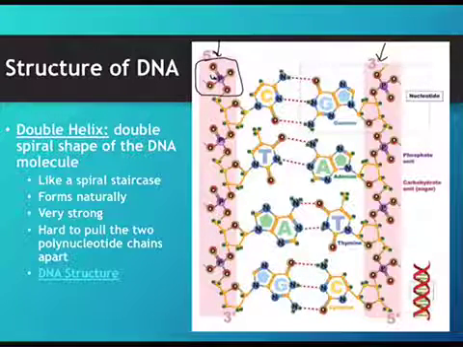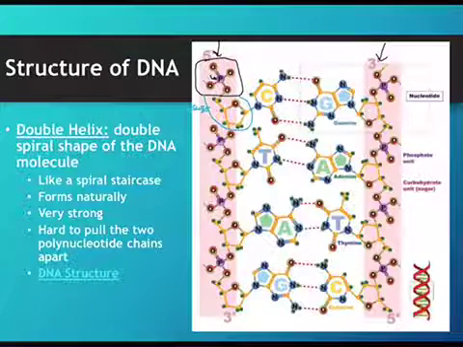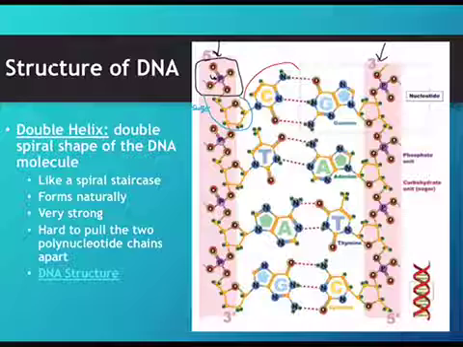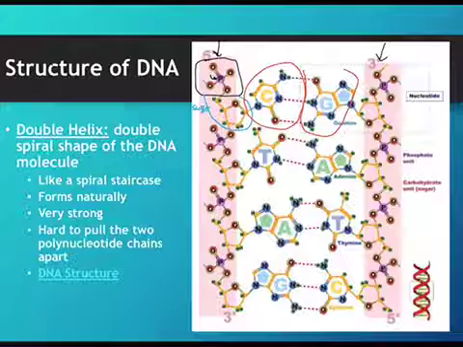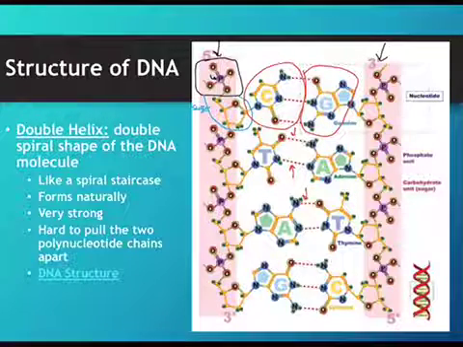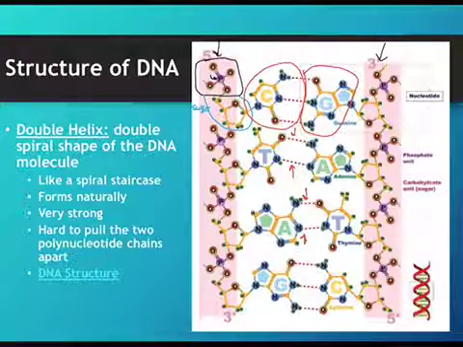Our phosphate group is then bonded to our sugar. So here's our sugar. And then the sugar is bonded to the nitrogen containing base. And you'll notice that the two bases of the opposite strands bond together. This double helix forms naturally, and it's very, very strong, so it makes it hard to break these bonds holding the bases together. And so it's hard to pull the two polynucleotide chains apart.